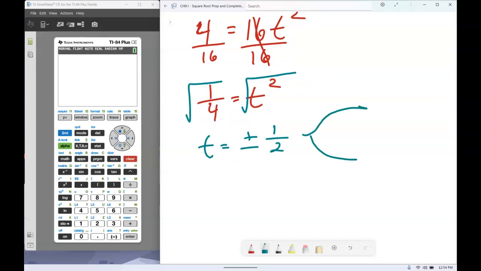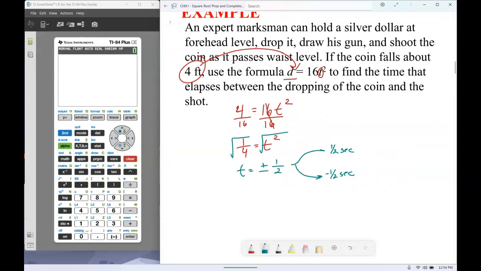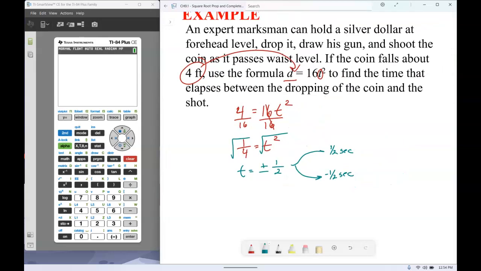So we have two answers. We have half a second and we have negative 1/2 a second. So how long does it take for the coin to get shot? Half a second. Why not the other option? Can't have negative time. So we'll ignore that second answer.